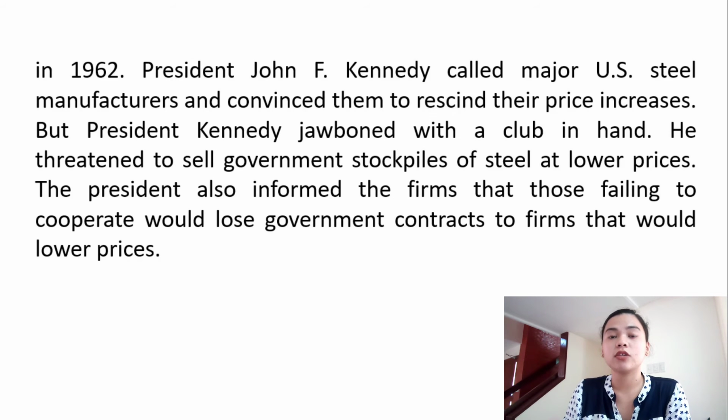In 1962, President John F. Kennedy called major U.S. steel manufacturers and convinced them to rescind their price increases. But President Kennedy jawboned with a club in hand. He threatened to sell government stockpiles of steel at lower prices. The president also informed the firms that those failing to cooperate would lose government contracts to firms that would lower prices.